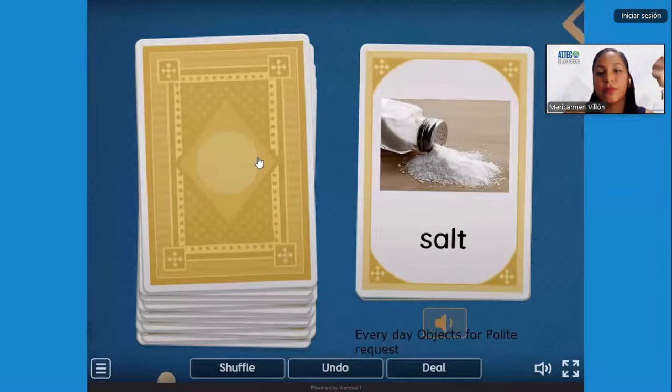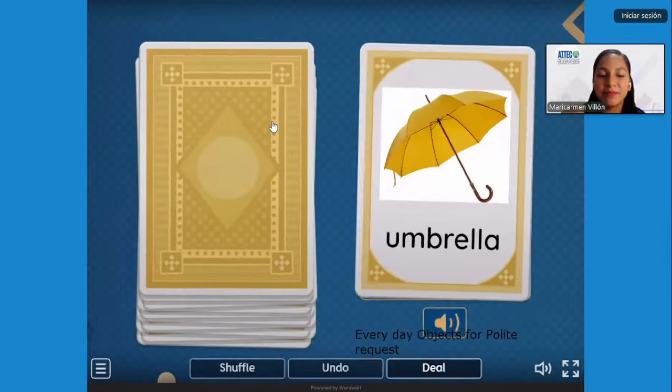Salt. Okay, this is salt. So please listen again and practice the pronunciation. Salt. Yeah, this is salt. You use it a lot in the kitchen. Umbrella. Oh, look at this one. Umbrella. Practice the pronunciation. Umbrella.